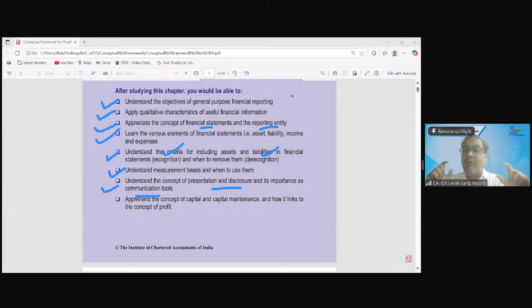So what does this framework say? This framework says that you need to disclose the information. This framework talks about appropriate presentation and disclosure and its importance as a communication tool. These disclosures serve as a tool for communicating useful information to the user of the financial statement so that he can take the decision accordingly.